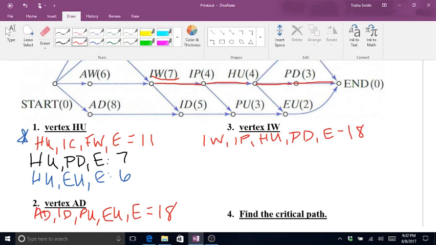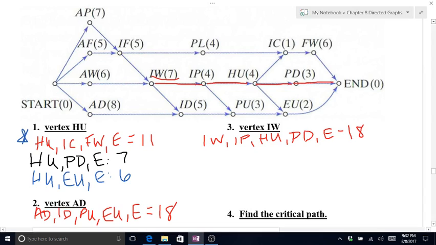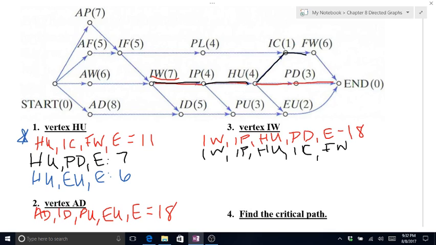There's several options here, so let's see. Instead of going PD to the end, I can go IW to IP, to HU, to IC, to FW, to the end. That's 7, 11, 15, 16, 22.